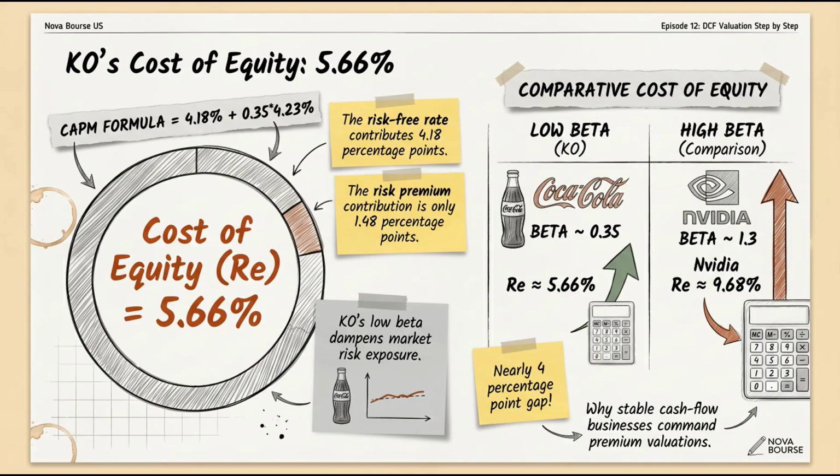That is 4.18% from the risk-free rate, plus 1.48% from the risk premium contribution. Because Coca-Cola has such a low beta, its exposure to market risk is dampened. Compare this to a high beta stock like Nvidia, which at a beta of 1.3 would have a cost of equity of approximately 9.68% using the same market inputs. That 4 percentage point gap is exactly why stable, low volatility businesses command premium valuations in the eyes of investors.